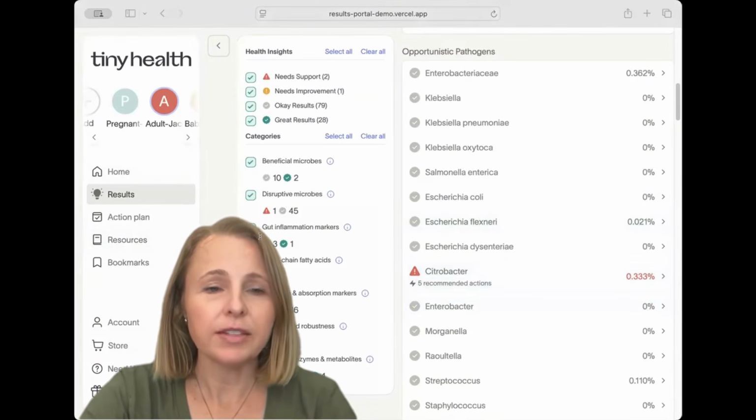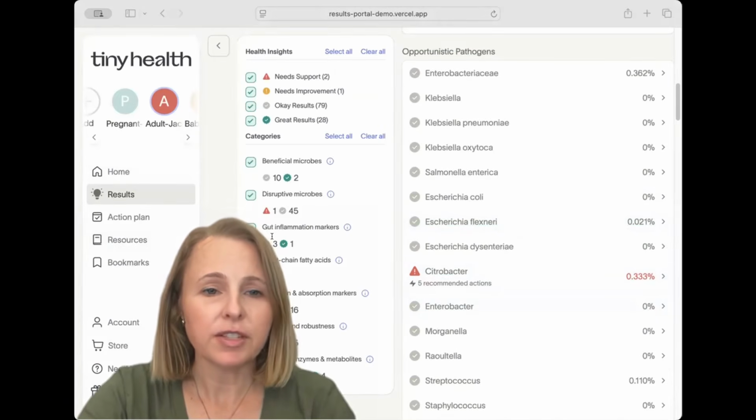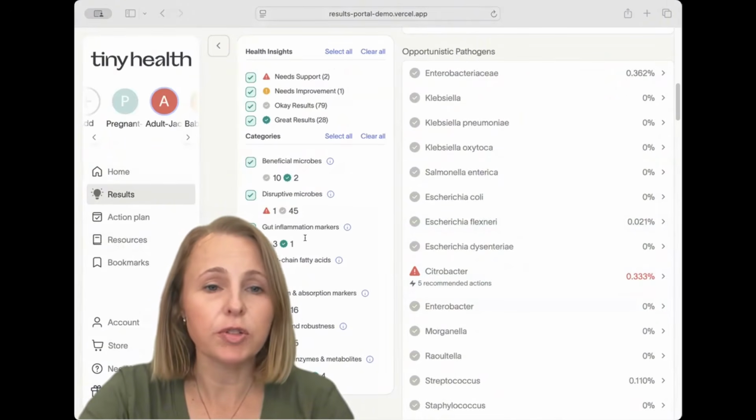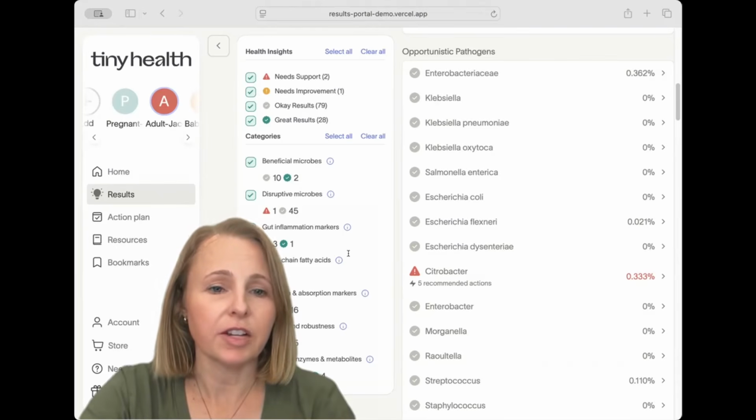First, we have abundance metrics, which tell you how much of a specific microbe is present in your gut. Functional metrics explain what those microbes can do, for example, breaking down fiber or producing short-chain fatty acids. The index insights combine both abundance and function. An example of these metrics can be found in the gut inflammation section.